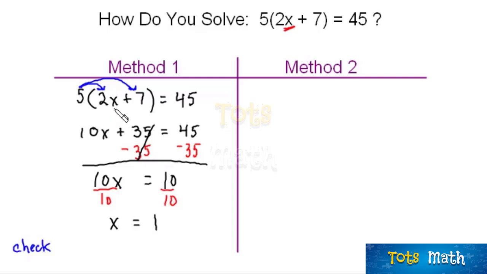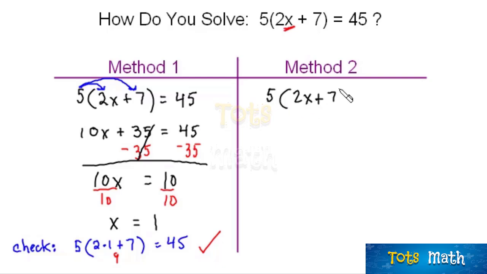And we can check our work by substituting the number 1 where we see x in the original equation. So the original equation was 5 times the quantity 2x plus 7, but now we know that x is 1. So we can write 5 times the quantity 2 times 1 plus 7 equals 45. And 2 times 1 is 2, plus 7 is 9, and 5 times 9 equals 45. So it checks.